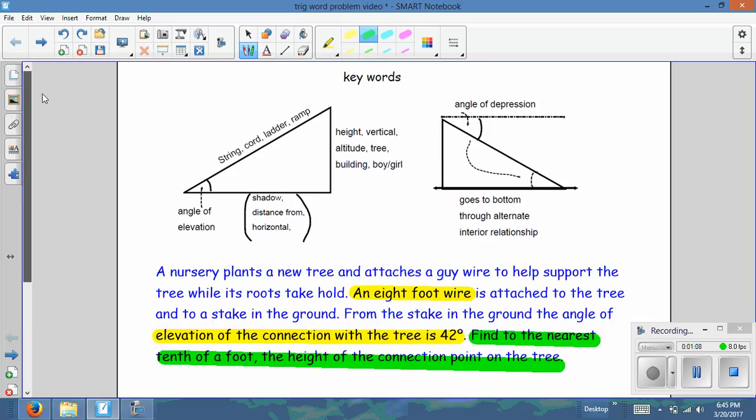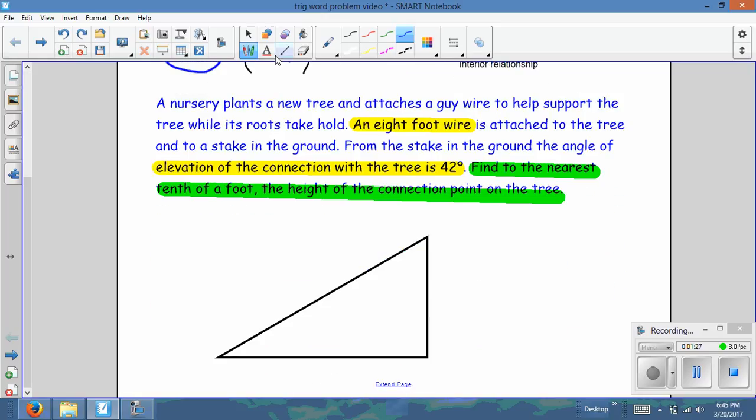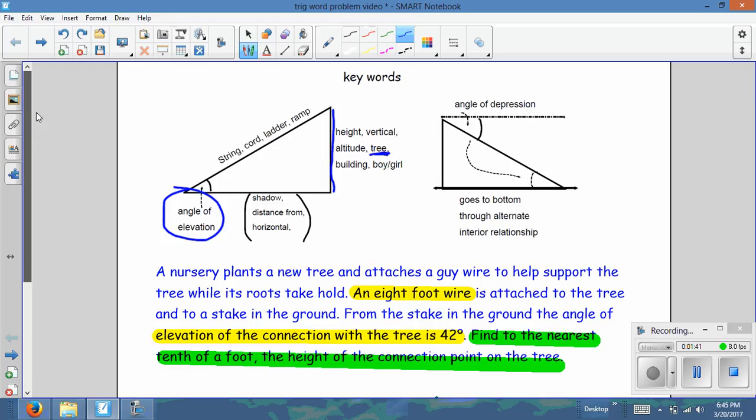Okay, so we have angle of elevations, and the angle of elevations are always on the ground, so we have our angle of elevation right here. And then we have some keywords. Tree is something that's very popular. That's always going to be our vertical line. So I can go ahead and say I got a tree, and I got an angle of elevation that has to go on the bottom, and that's 42. So angle of elevation is always on the bottom.